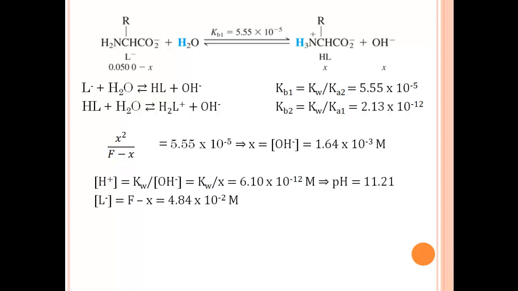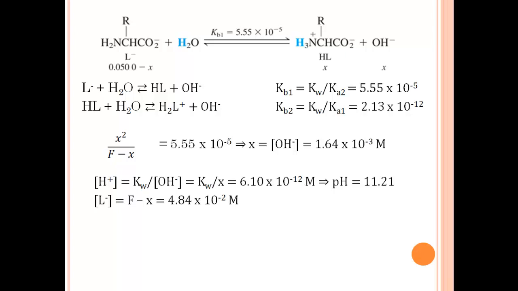You can take your x squared, you do your Kb expression, which is x squared over F minus x, is equal to your Kb, and then we solve for x using the quadratic equation. We find out that that's 1.64 times 10 to the negative 3. Realize that's the concentration of OH. So to find the concentration of H plus, we just go ahead and use the Kw and divide by the concentration of OH, which would give me 6.10 times 10 to the negative 12. Then I find my pH was 11.21. Now to find the concentration of L-, all I do is F minus X, which is 4.84 times 10 to the negative 2.